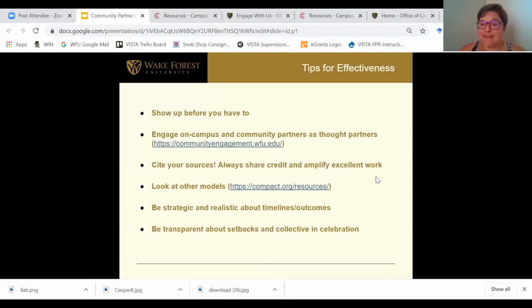So be strategic and realistic about timelines and outcomes, and be prepared to be transparent about setbacks and collective in celebration. Open up those communication channels so that folks can really share the impact of the work, whether it is positive or negative, and be transparent around university timelines, prepared to educate people on what different acronyms mean and what is realistic, even if it may move slower than they hope.